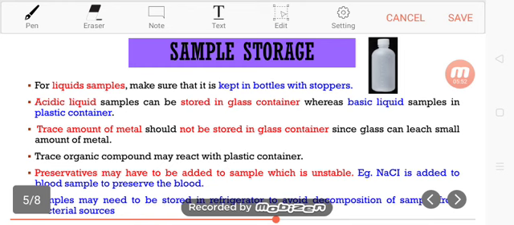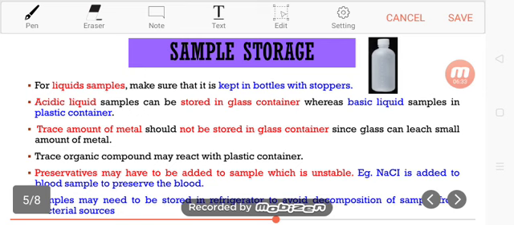Okay, then we proceed to sample storage. For liquid samples, make sure that they are kept in a bottle with a stopper. Acidic liquids need to be stored in a glass container, while basic liquids you need to store in a plastic container. Trace amounts of metal should not be stored in a glass container, because glass can leach small amounts of metal. So you need to remember glass is made up of calcium carbonate. Maybe calcium metal will leach. Alright.